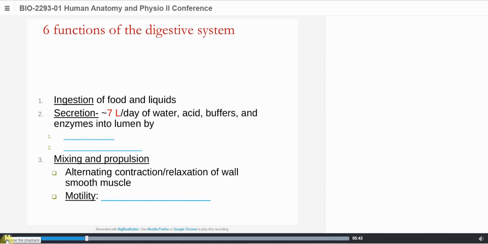So here are the words of what I've just said. Okay, functions of the GI tract. 1, ingestion. 2, secretion. Who is doing the secreting? One you should already know. That is the accessory organs.